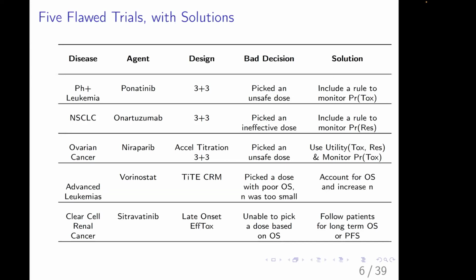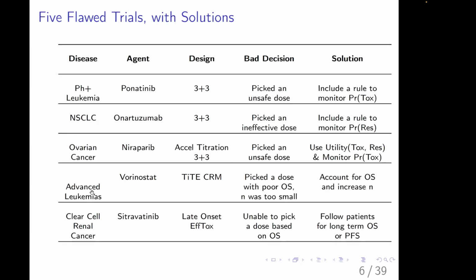And by the way, I should mention in passing, if you've got a toxicity-only phase 1 design and absolutely nobody responds, the algorithm doesn't look at response anyway, so it's going to ignore that fact. And at the end of the trial, it will pick a dose despite the fact that all the doses are ineffective. Going back to the examples, there was a trial in ovarian cancer. They studied something called niraparib. They used some combination of accelerated titration and 3+3. It picked an unsafe dose. Here, you could use the utility of toxicity and response and also monitor the probability of toxicity to make sure it's not too high.